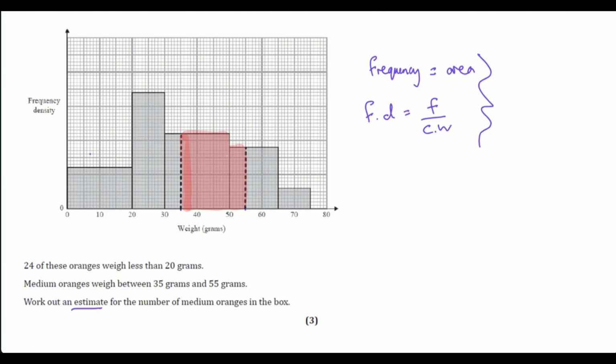So the plan is to work out the frequency density at this point and at this point. Now we can do this because of the first line. It says 24 of these oranges weigh less than 20 grams. So this is this part here. Now what this is saying is that this has a frequency of 24. And to work out frequency density, it's frequency 24 divided by class width, which is 20. So 24 divided by 20, and this is a calculator paper, so this would be 1.2. Okay, so at this point it's 1.2.